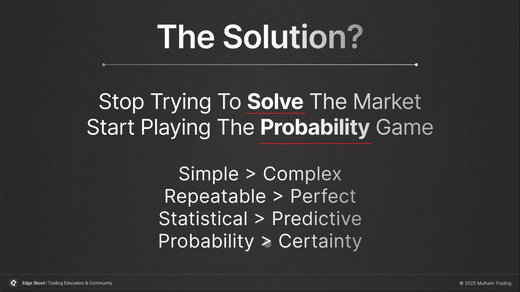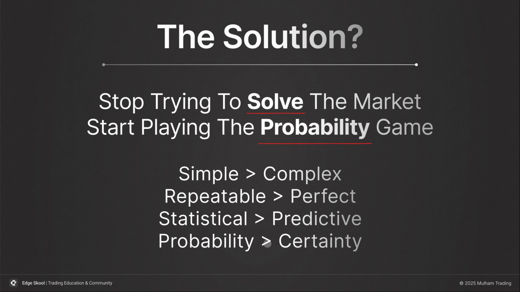What's the solution here? We need to stop trying to solve the market and start playing the probability game. This specific rule, this specific advice, if you apply this to any trading strategy, it's still going to work. It's like a coin flip. If there is an edge of about 45% or even 30%, if you have that edge and apply this probability advice and play the probability game, you'll be profitable just by applying this.